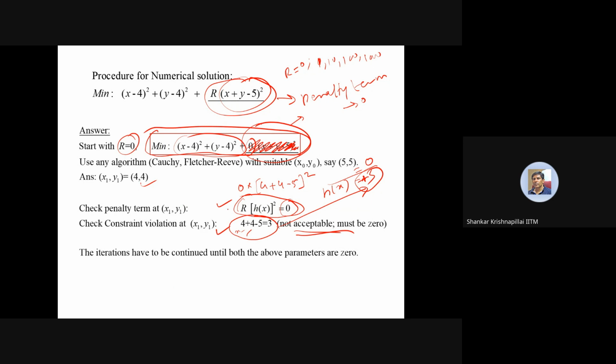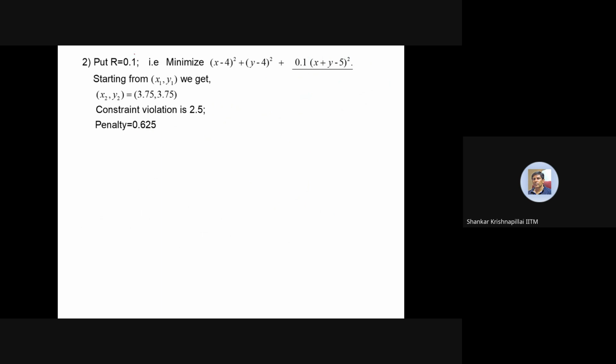Now the penalty has become 0 just because r is equal to 0. It's not because h of x squared is equal to 0. And the constraint violation is 3. So this step is not okay, and you have to go to the next step. So you put r equal to 0.1. Step by step we are increasing r. So now r is 0.1.